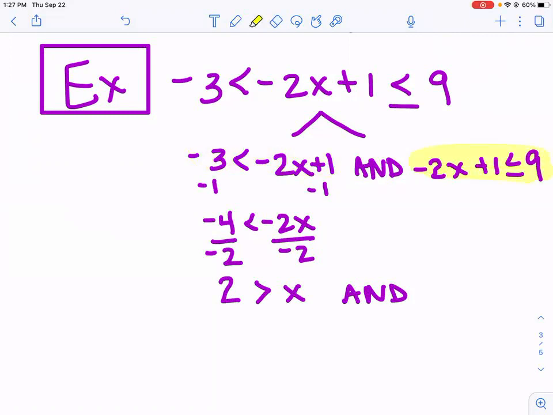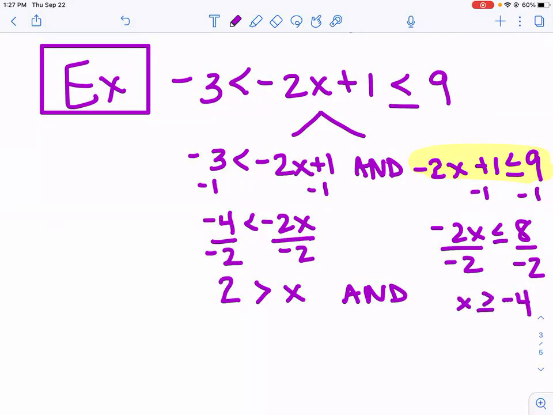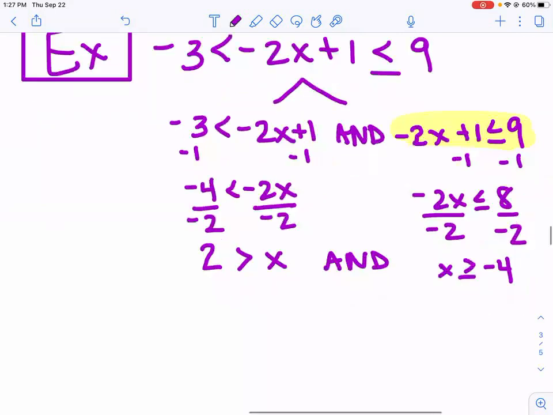with this guy right here. Right? We need to subtract 1 from both sides and then divide by that -2. And when we divide by that -2, the sign flips. Thank you, Abby.